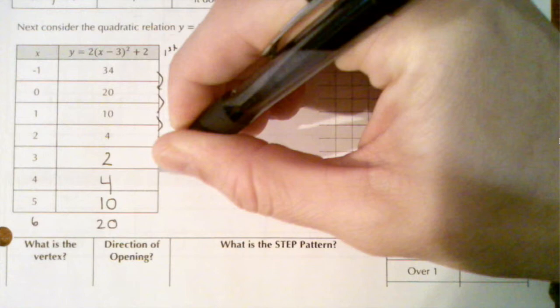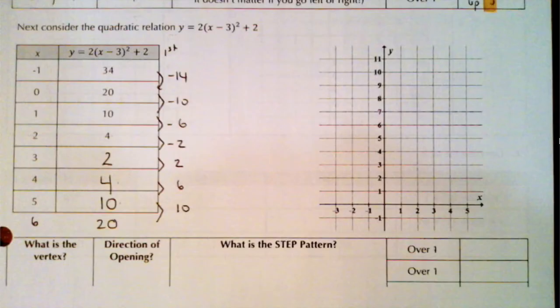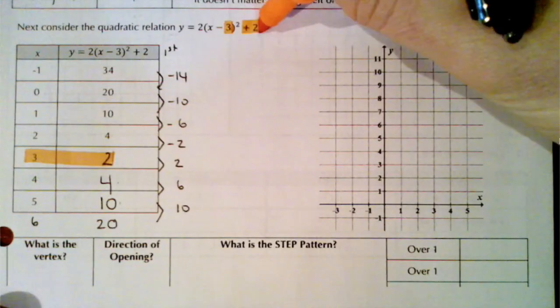The step pattern was 1, 3, 5. Well, this is down 14. This is down 10. This is down 6. This is down 2. This is up 2. This is up 6. This is up 10. So our vertex is here, (3, 2). And if we remember by looking, H and K, there's your vertex.